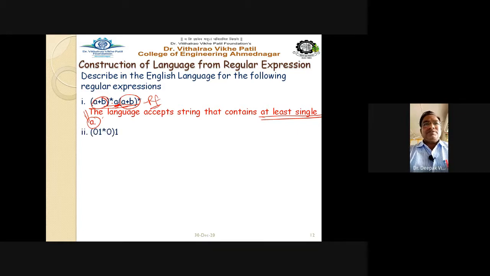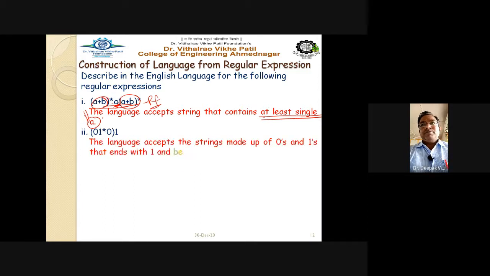Now the next regular expression is (0 plus 1) raised to star dot 0, then 1 is there. So the language accepts the strings made up of zeros and 1. Okay, no problem. That ends with 1, because this 1 is compulsory. That ends with 1, and between two zeros there are any number of 1s. So this is the description of the language.